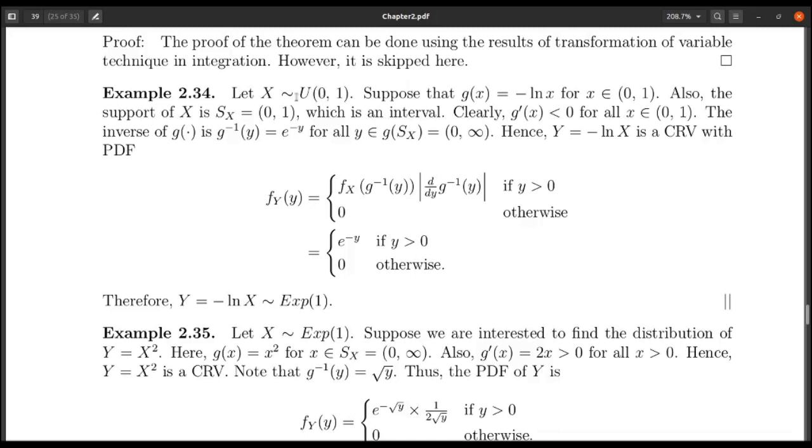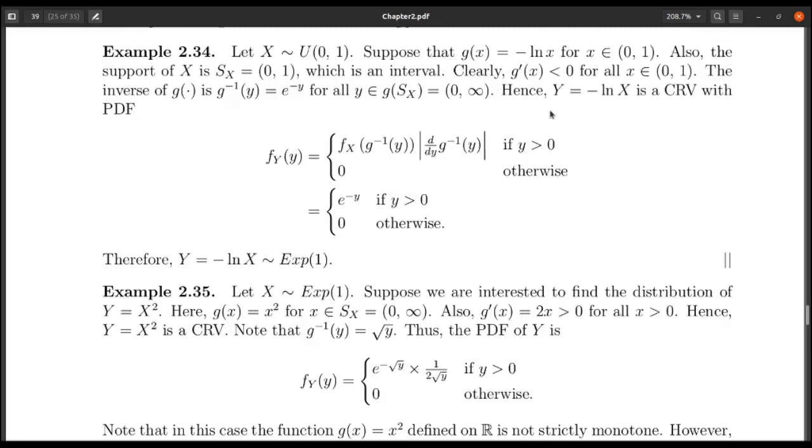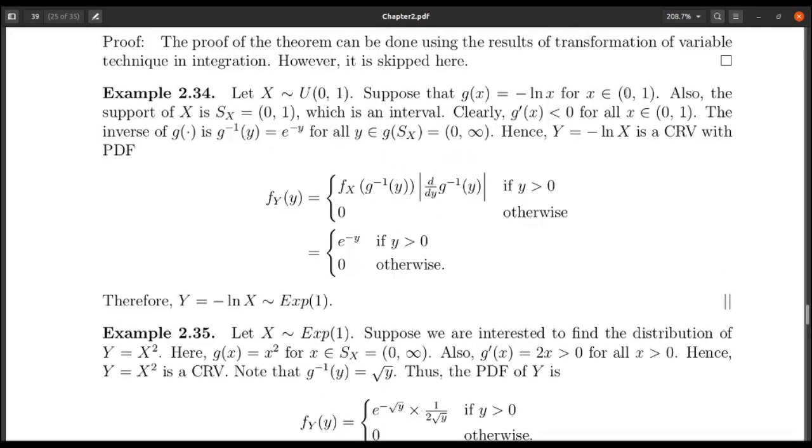The first example: X follows uniform(0,1), and we take the transformation minus log X. Log X is a strictly increasing function, so minus log X is a strictly decreasing function. Clearly we can check all the conditions of the previous theorem. The first condition was that the support of X has to be an interval. That is true, because for a uniform(0,1) random variable the support is the interval 0 to 1. Next, g is differentiable: log X is differentiable, so minus log X is also differentiable, and it is easy to check that the derivative of minus log X is negative on the interval 0 to 1. So now all the conditions of the previous theorem hold true.